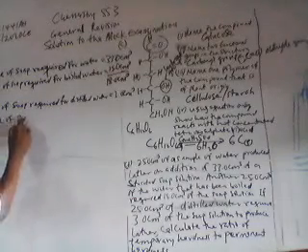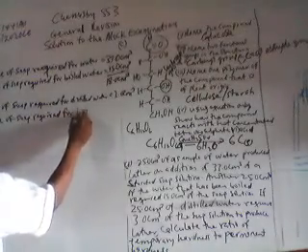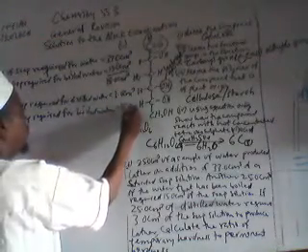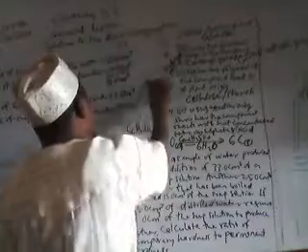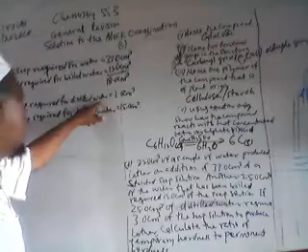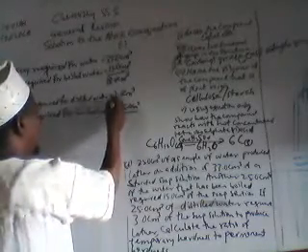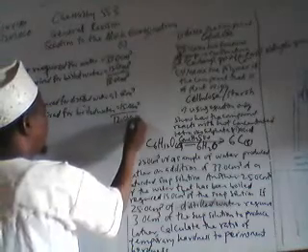Compare this to the volume of soap required for boiled water, which is 15.0 cm3. So the degree of permanent hardness is the difference between the volume of soap required for distilled water and the volume of soap required for boiled water, and that will give us 15 minus 3. That will give us 12.0 cm3.